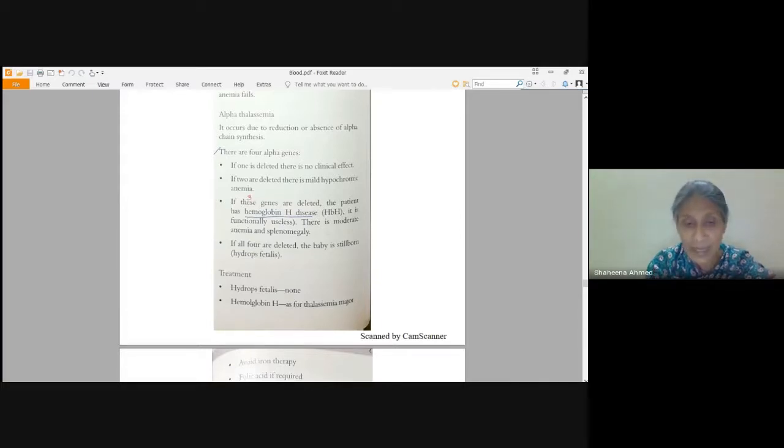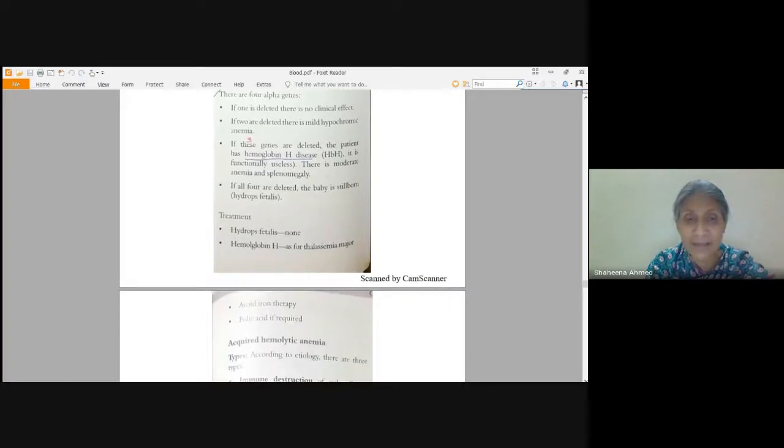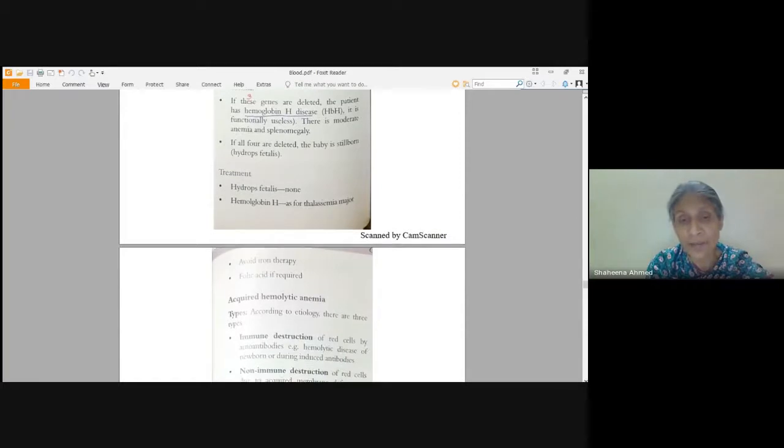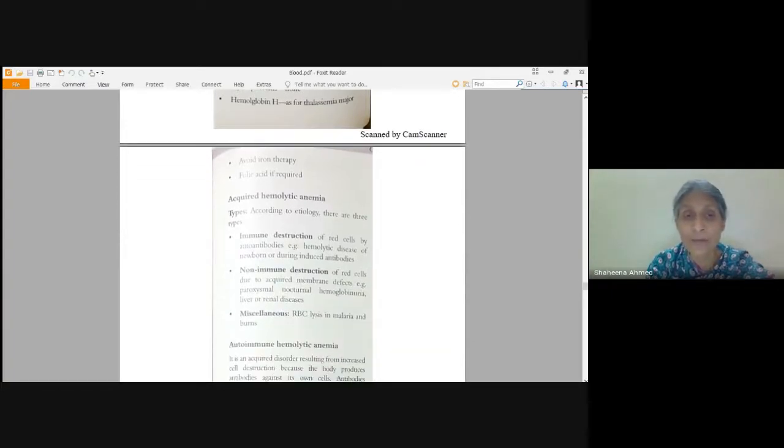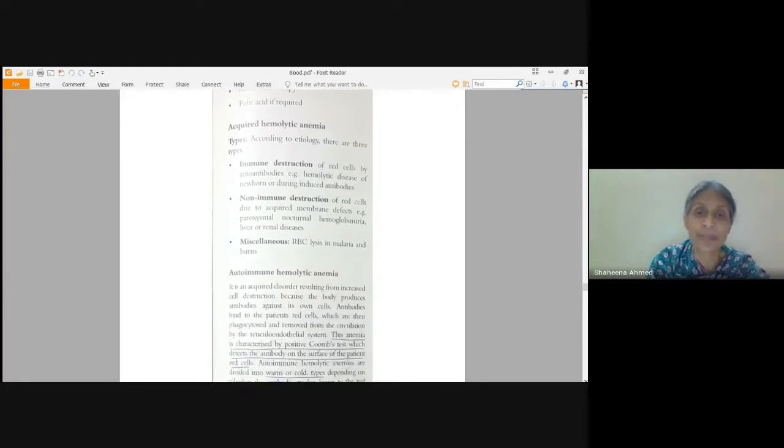Hemoglobin H, where three genes are deleted, is a useless hemoglobin. The treatment is the same as for thalassemia major, where blood transfusion may have to be done at regular intervals. Always avoid iron therapy in thalassemias because the iron stores are usually normal or more than normal, and we can give folic acid if required.